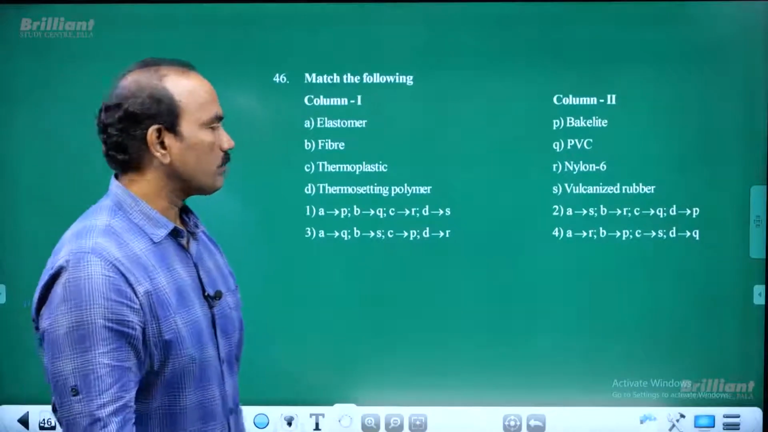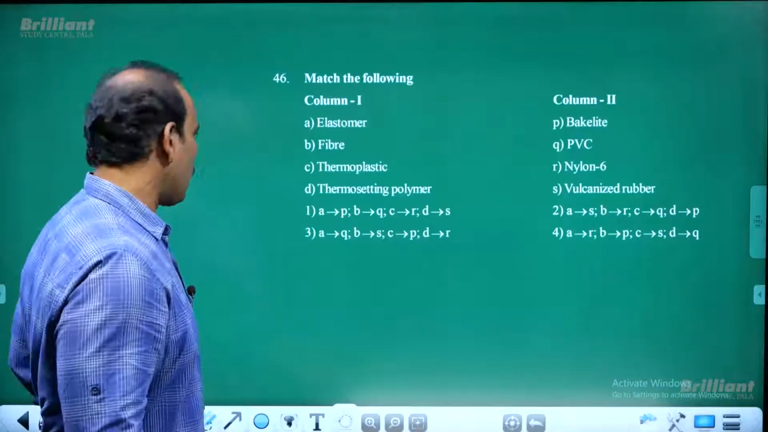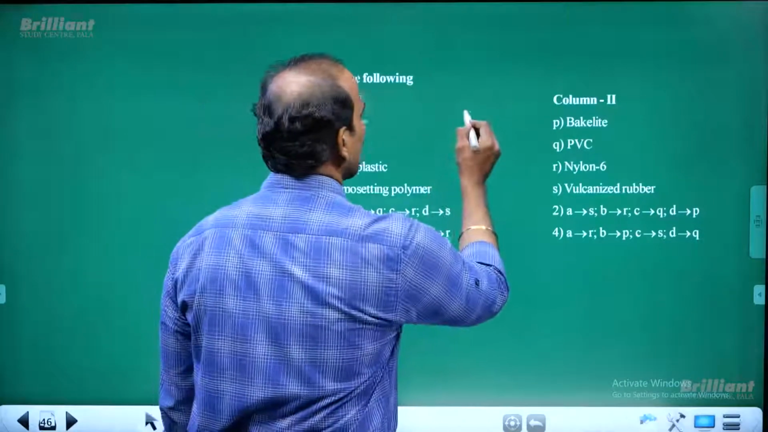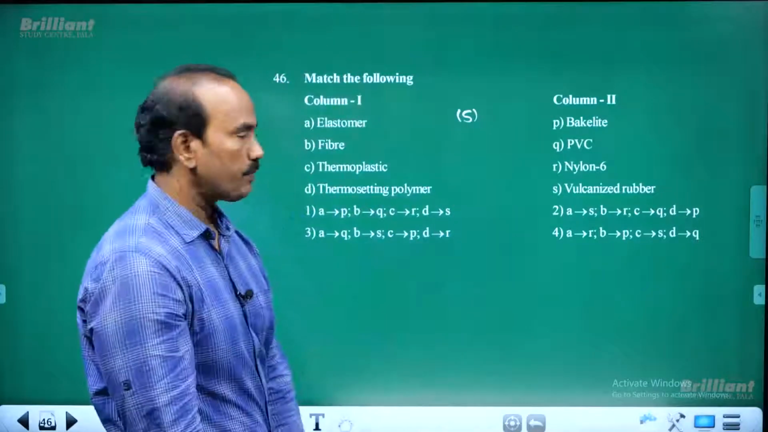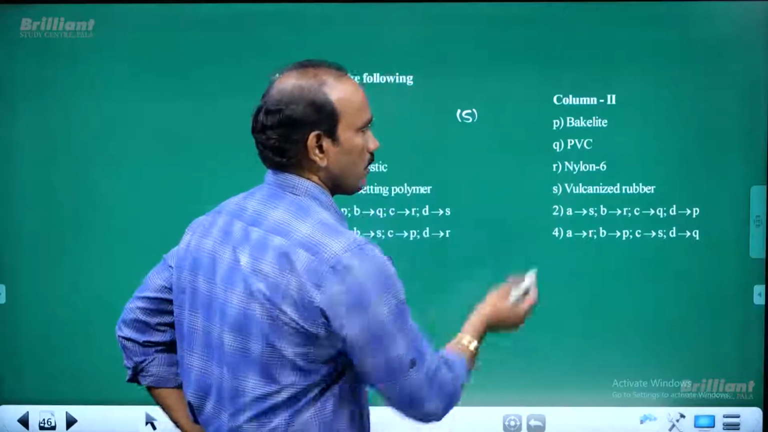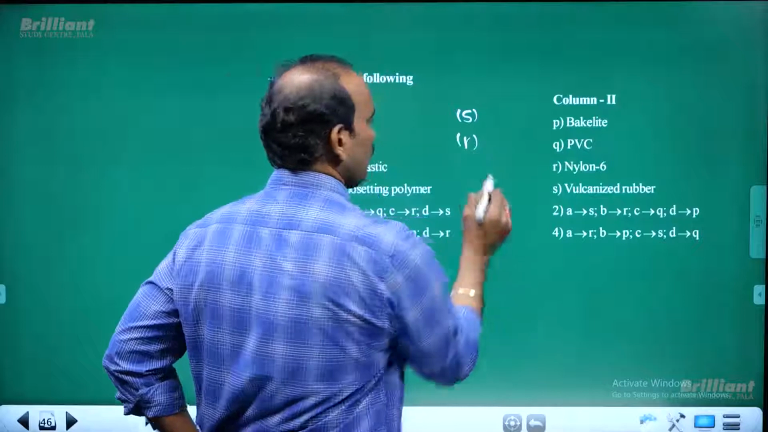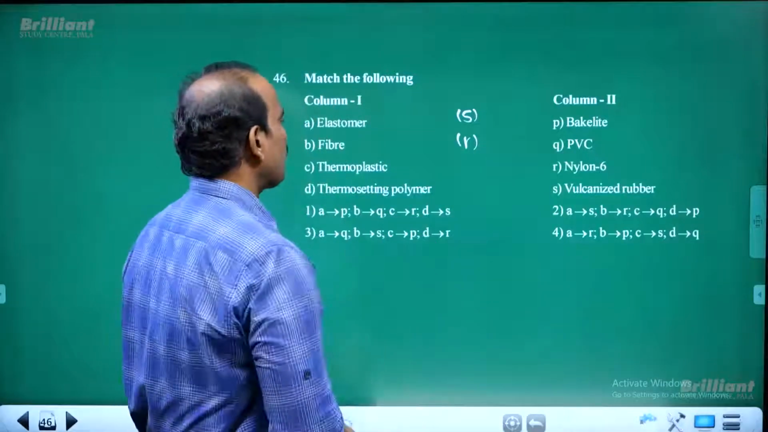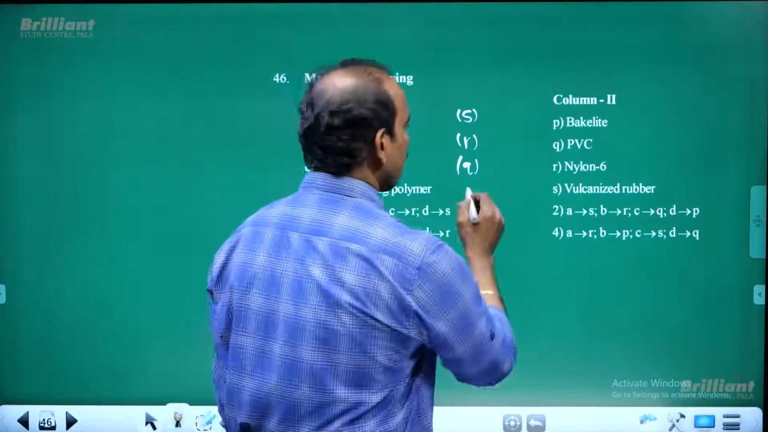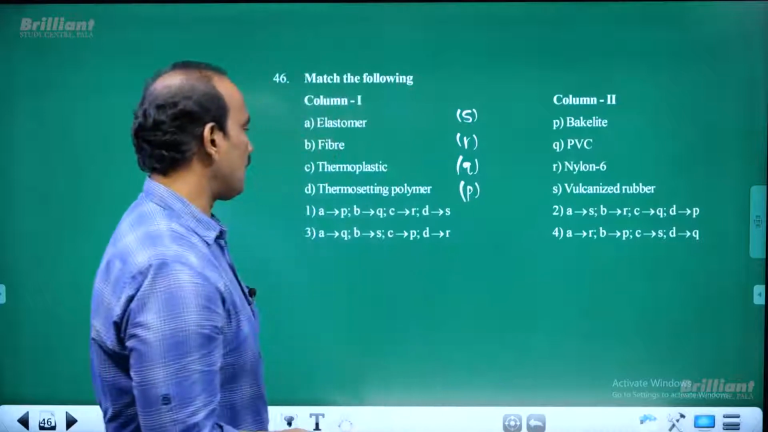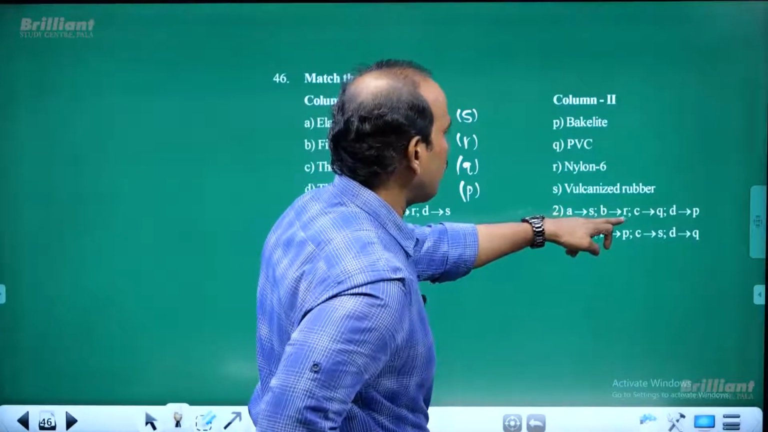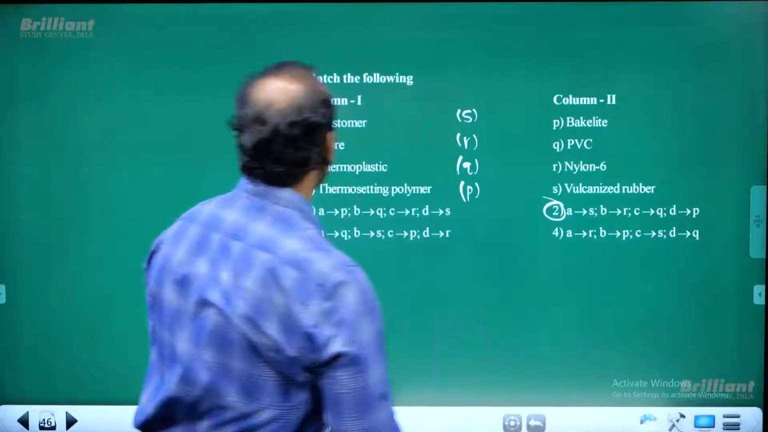Which of the following is correct? What are elastomers? Elastomers are weak forces, that is vulcanized rubber. Next, fibers: strong forces, polyesters, polyamides. Thermoplastic: PVC. Thermosetting: bakelite. What is the answer? Yes or no, this is the option. Okay.